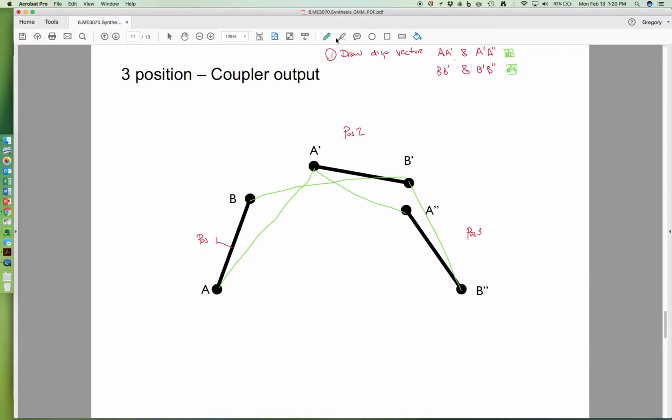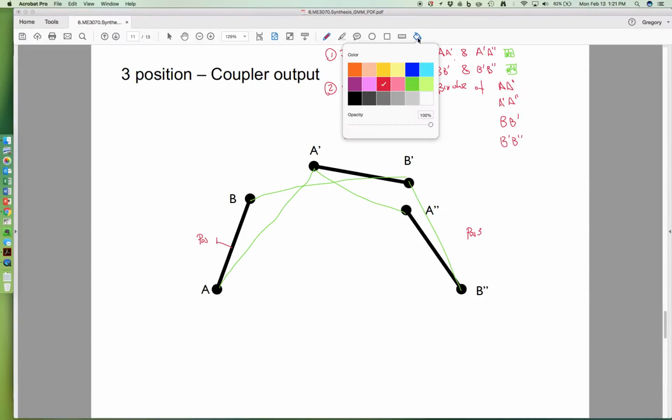Okay. Now, the next step is to draw the perpendicular bisectors. Okay, we're going to draw the perpendicular bisector of A to A prime, A prime to A double prime, B to B prime, and B prime to B double prime. So there's going to be 4 perpendicular bisectors, and we'll make those purple again.